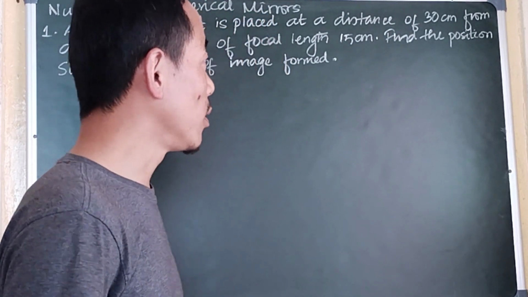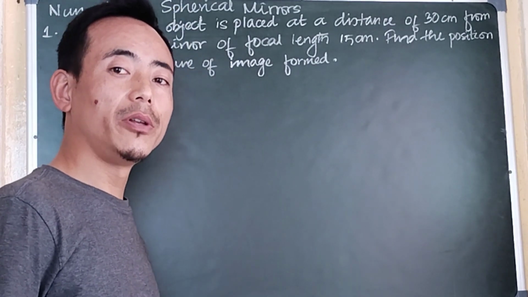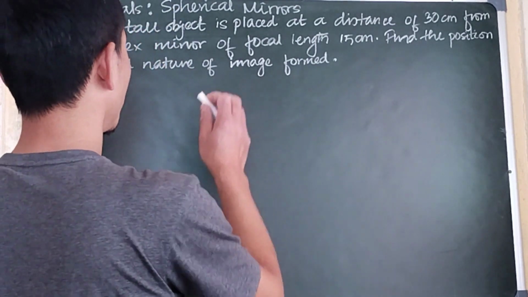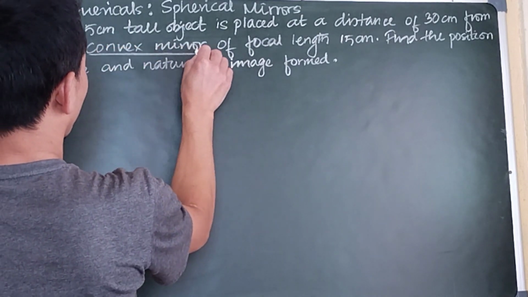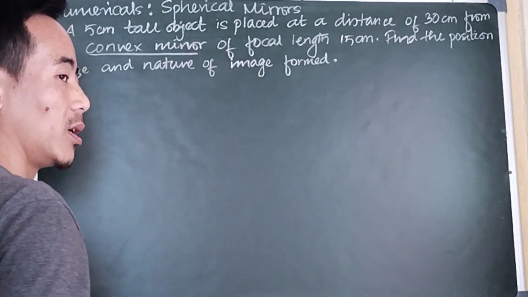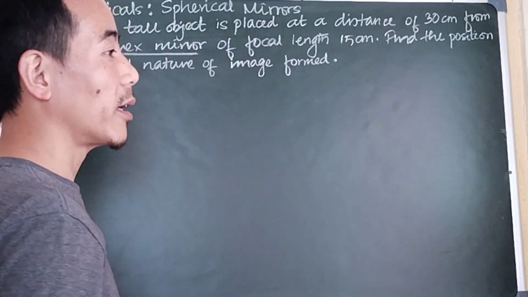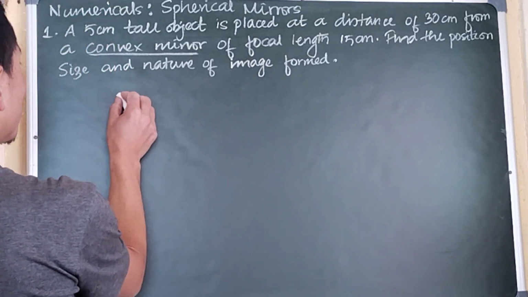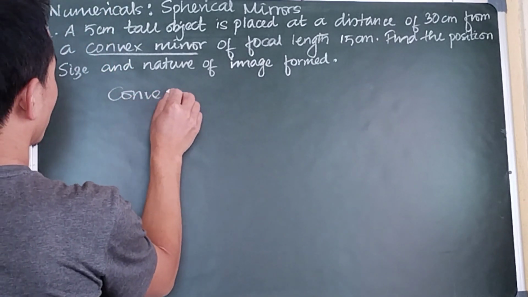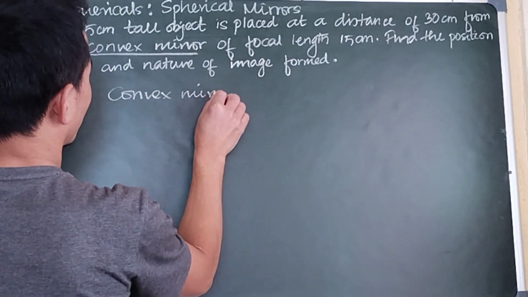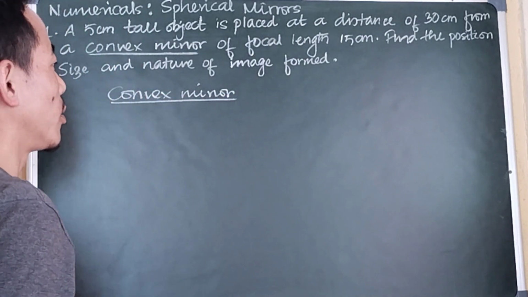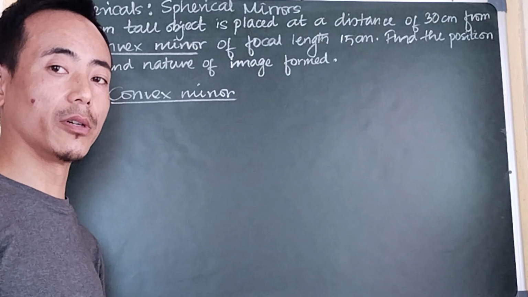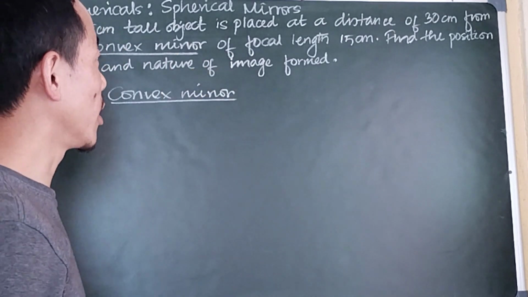So first of all, you start with what type of mirror they are talking about. In the question, you will see that they are talking about a convex mirror. So underline this here. We are talking about the convex mirror, or you can write, we have a convex mirror. For this you will not get the marks, but you will know what sign convention you have to use here. Then read the question again.